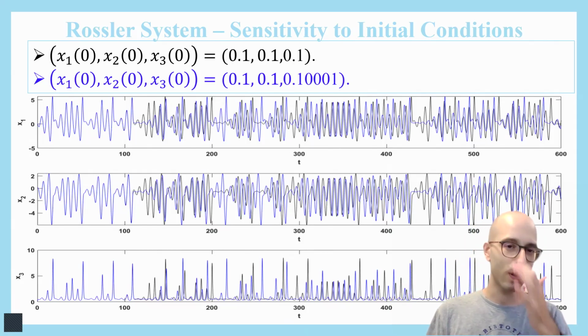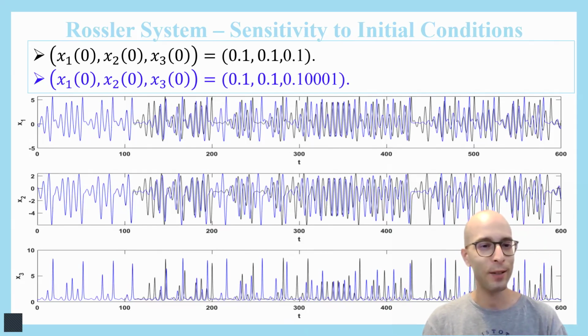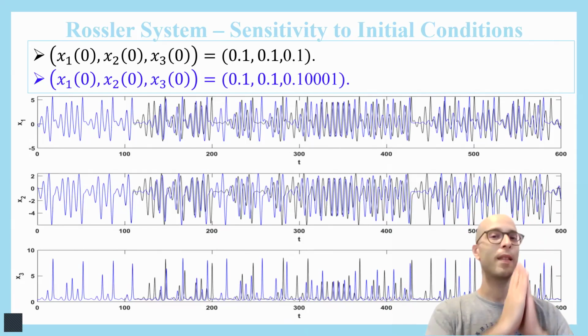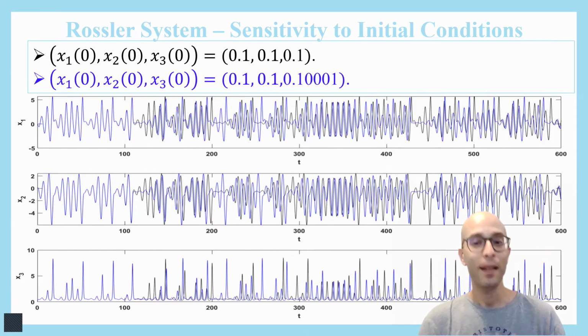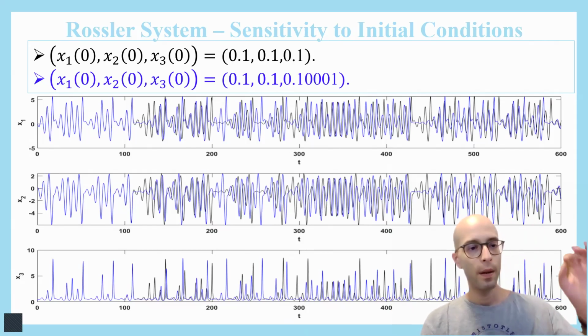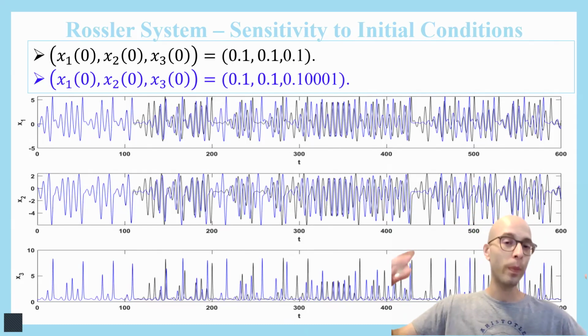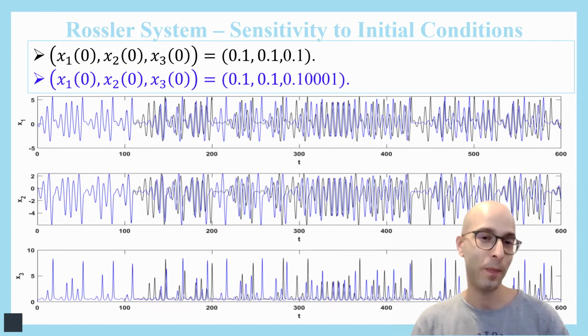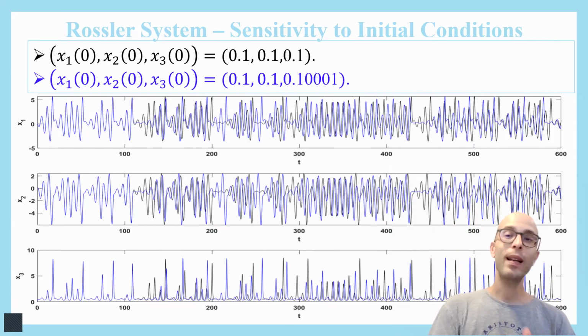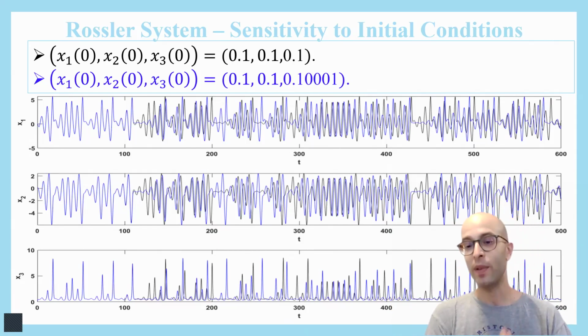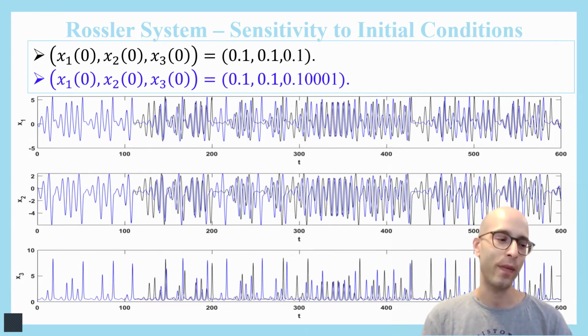How is this phenomenon called? You may have heard it, of course, in pop culture. This phenomenon is called the butterfly effect. A very small change in the initial conditions over time leads to completely different solutions for the two systems. So this is a very characteristic behavior in chaotic systems. They showcase the butterfly effect.